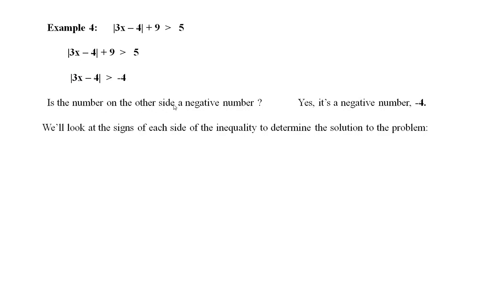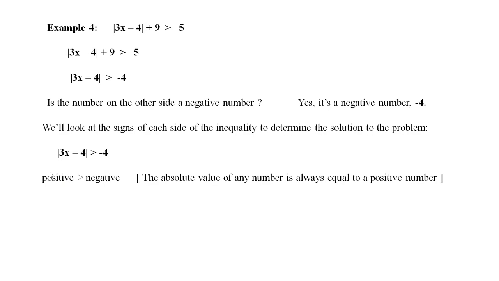Is the number on the other side a negative number? Yes, it is a negative number, minus 4. So we will look at the sign of each side of the inequality to determine the solution to the problem. The absolute value of 3x minus 4 is greater than a negative number. As we all know, the absolute value of a number is either 0 or a positive number. It cannot be less than a negative number, and all positive numbers are greater than a negative number.